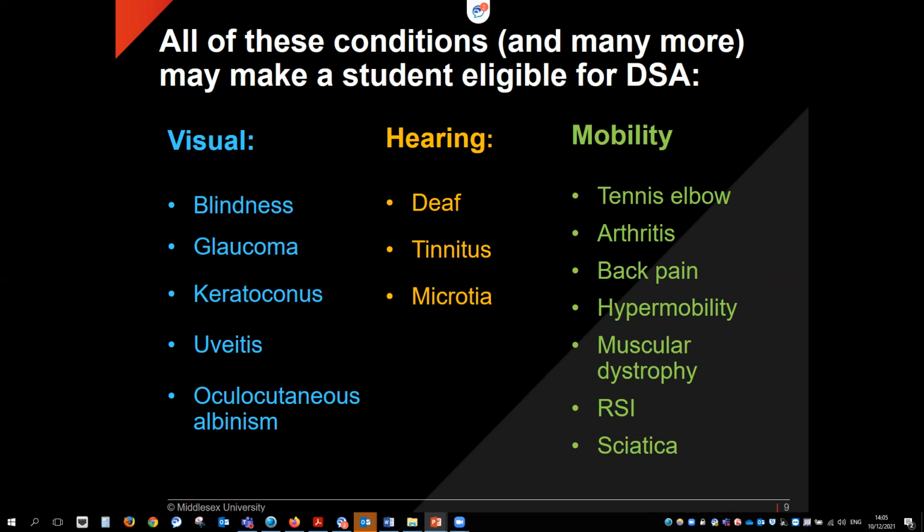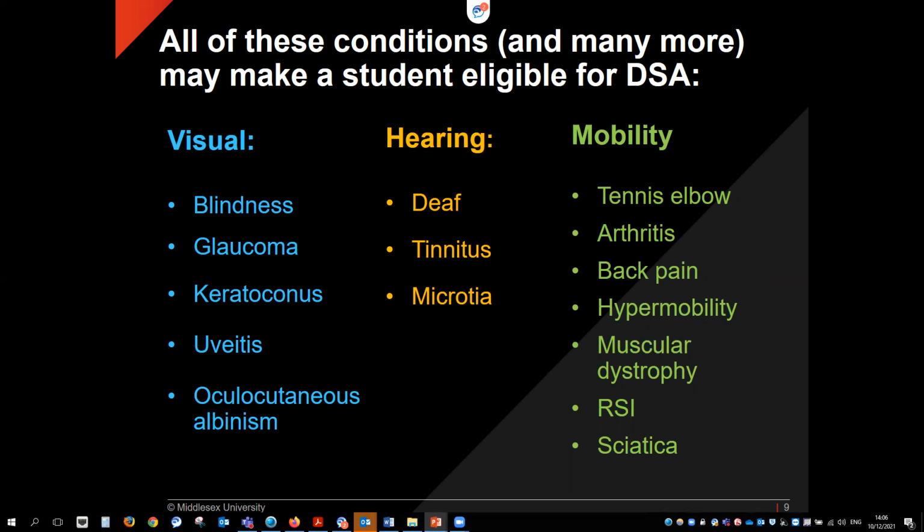Okay, and we did mention physical conditions, but this is just an example. Again, we have arthritis or back pain, hypermobility conditions, muscular dystrophy, RSI, tennis elbow, sciatica, and of course, many, many more. In fact, recently, Student Finance England confirmed there are over 1,000 different medical conditions and disabilities that students have been approved for.